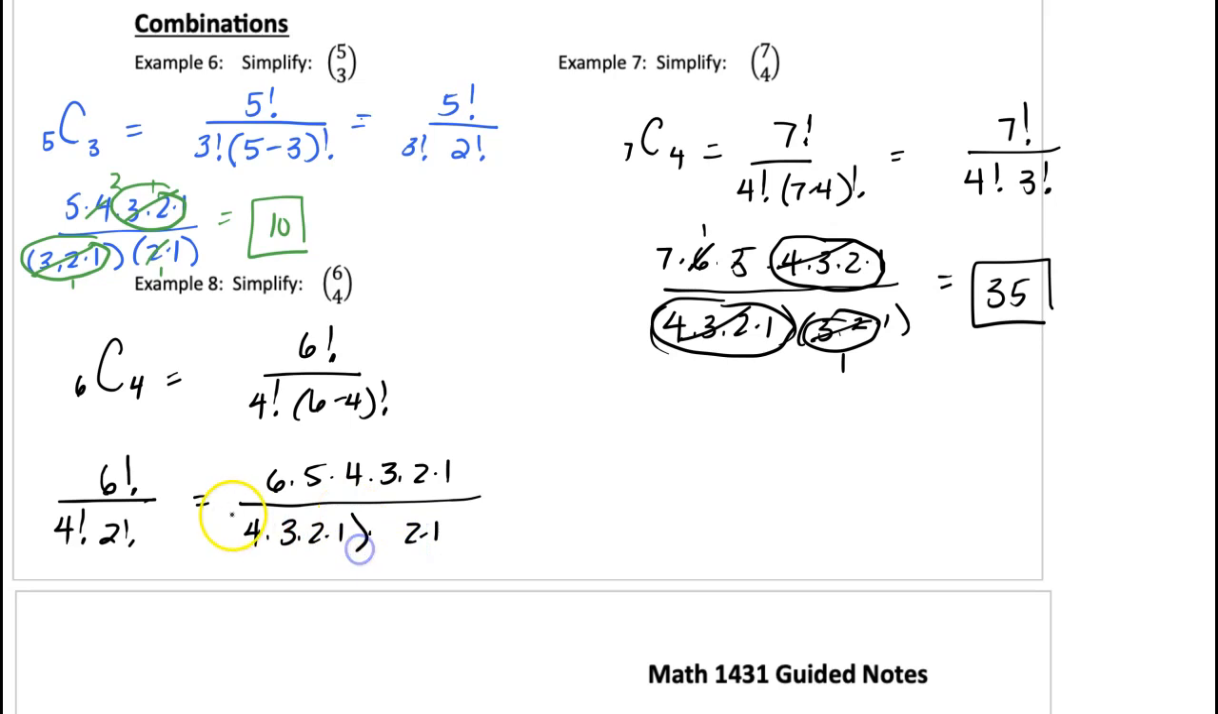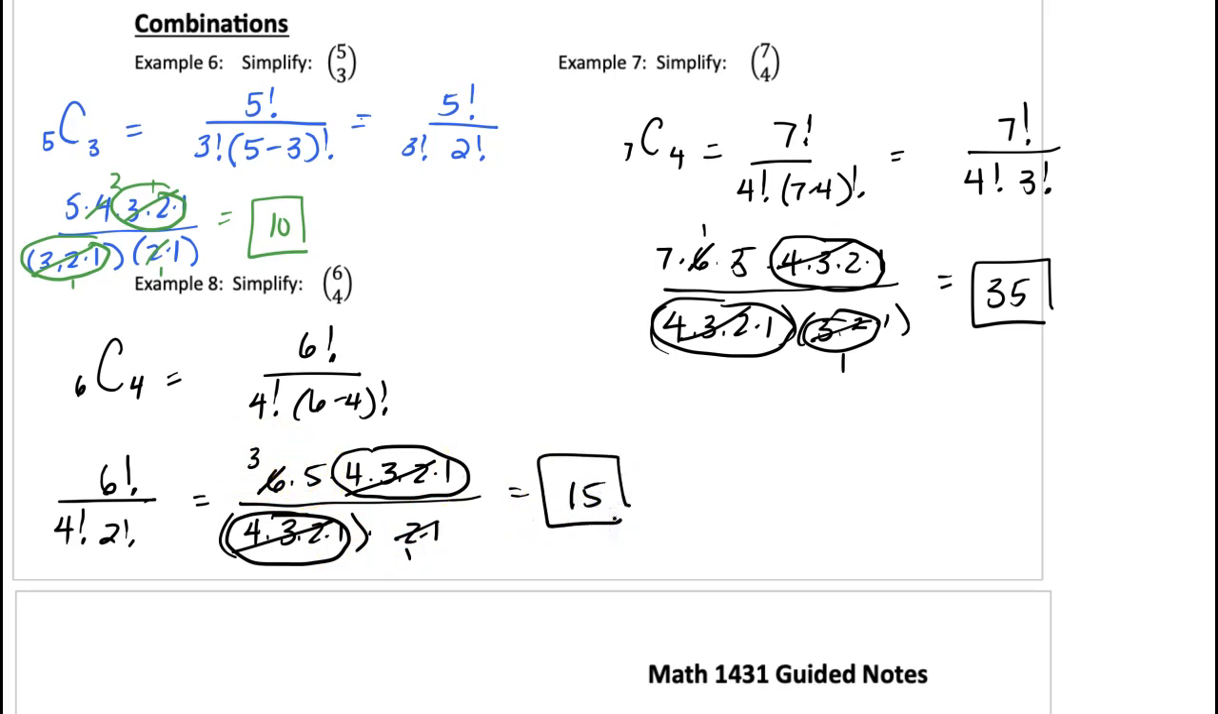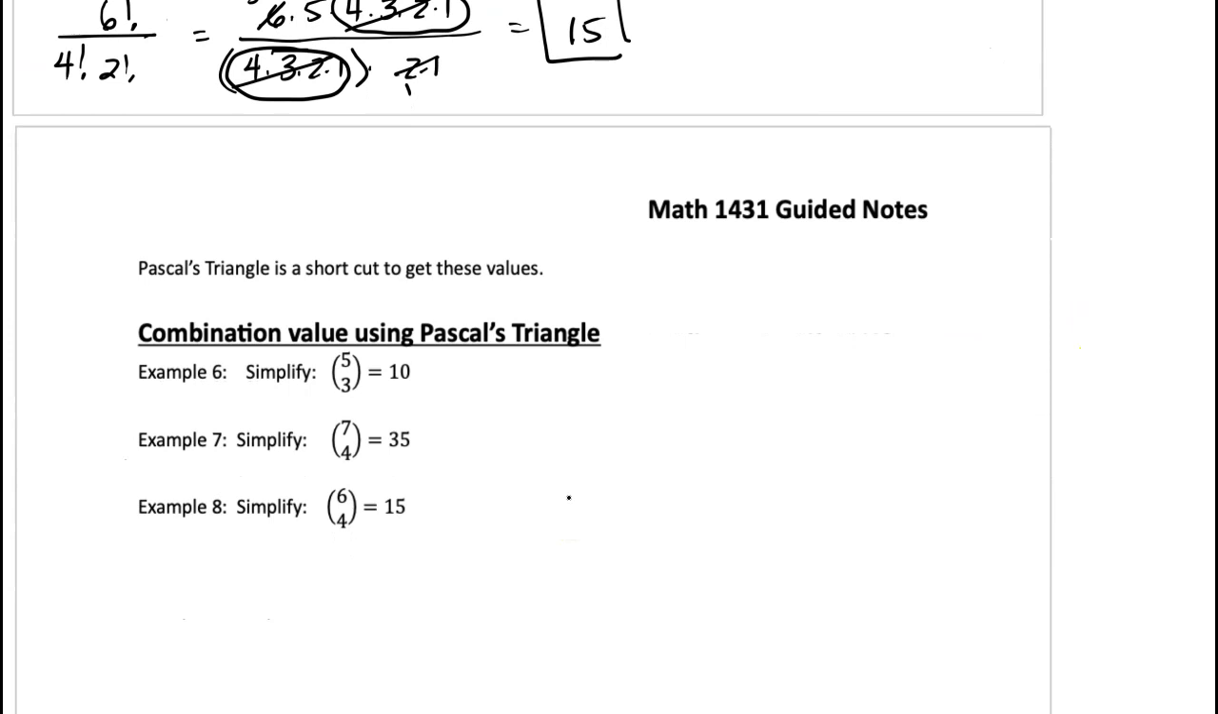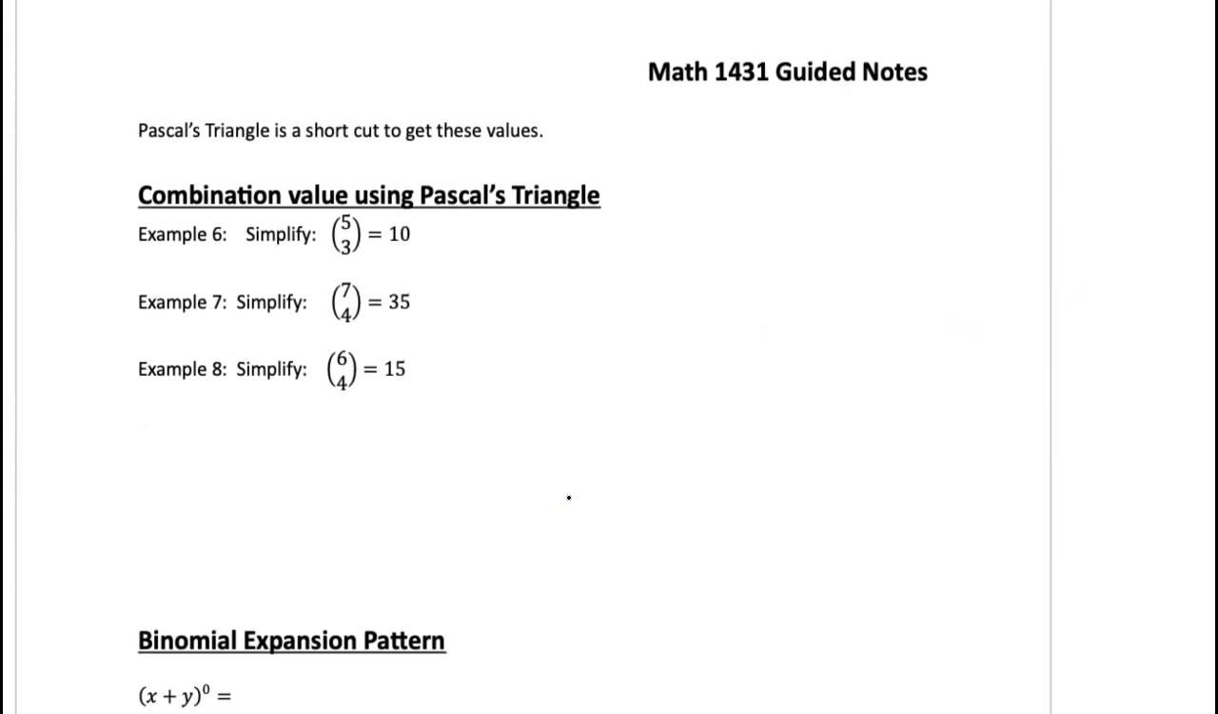So you're noticing that I'm usually taking the larger group, 4, 3, 2, 1, and simplifying it with the 4, 3, 2, 1, just to make things a little bit more efficient. And then 2 and 6 can reduce, and we end up with 3 times 5, which is a total of 15. In just a second, I have those same answers, 10, 35, and 15 written down, but I'm going to show you a shortcut that you can use.